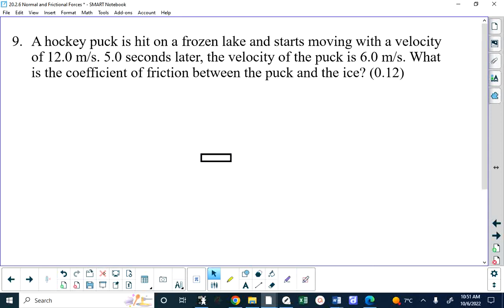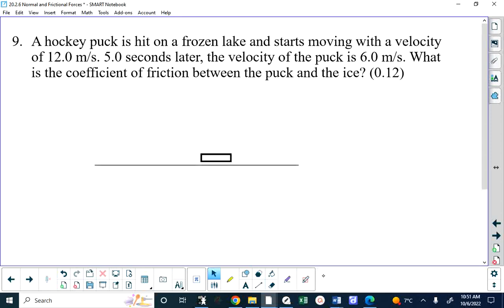It starts moving with a velocity of 12 meters per second. Look, it isn't that somebody waves a wand and it's all of a sudden moving at that. It leaves the person's stick at 12 meters per second. And you know that even though ice is fairly low friction, if you've ever skated on ice or watched hockey, that puck is going to slow down. It doesn't just travel at 12 meters per second forever. There's friction slowing it down. And what you are told is it slows down over a period of 5 seconds.